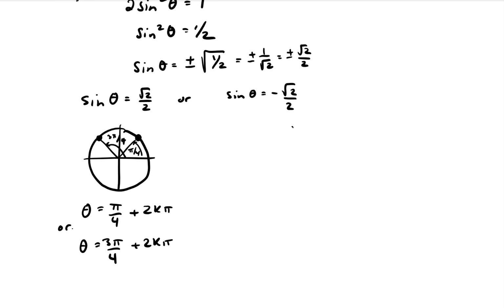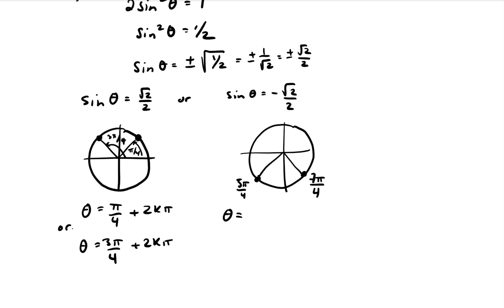Doing the same here. Where's the sine minus root 2 over 2? Clearly here and here. That's an angle of pi plus pi over 4, so that's 5 pi over 4. This is 2 pi minus pi over 4, 7 pi over 4. I don't know why I wrote 8. So theta is 5 pi over 4 plus 2k pi, and here theta is 7 pi over 4 plus 2k pi.